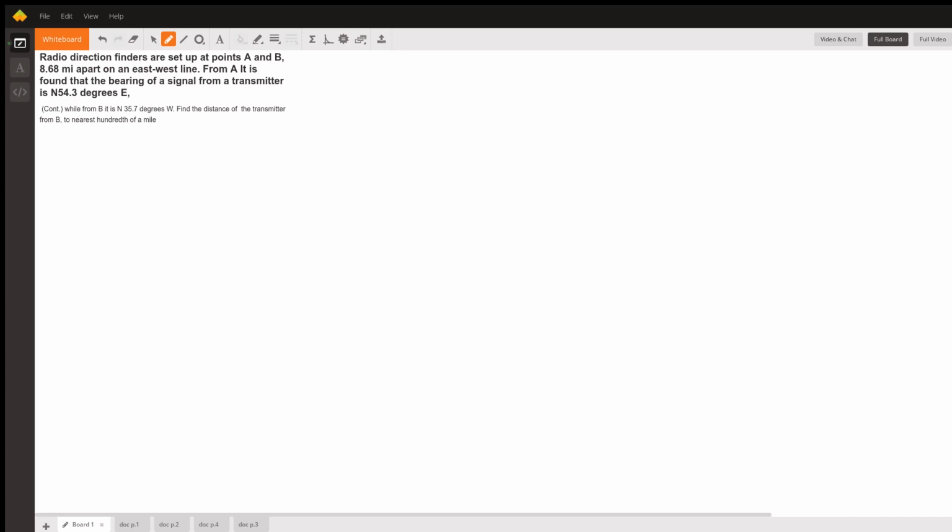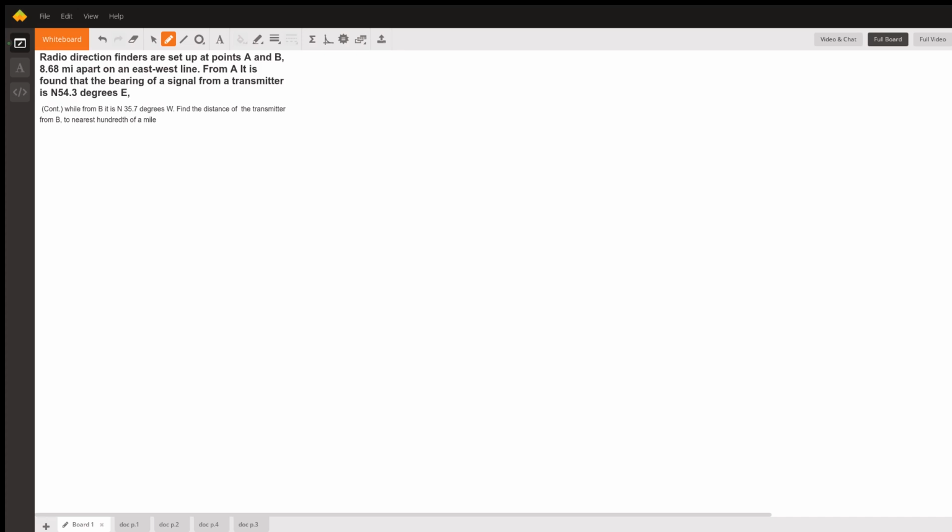So we want to find the length of line BC. Since this is trigonometry, we'll be working with triangle ABC. First we need to find these interior angles. This angle is going to be 90 minus 54.3, or 35.7. And this is going to be 90 minus 35.7, or 54.3.